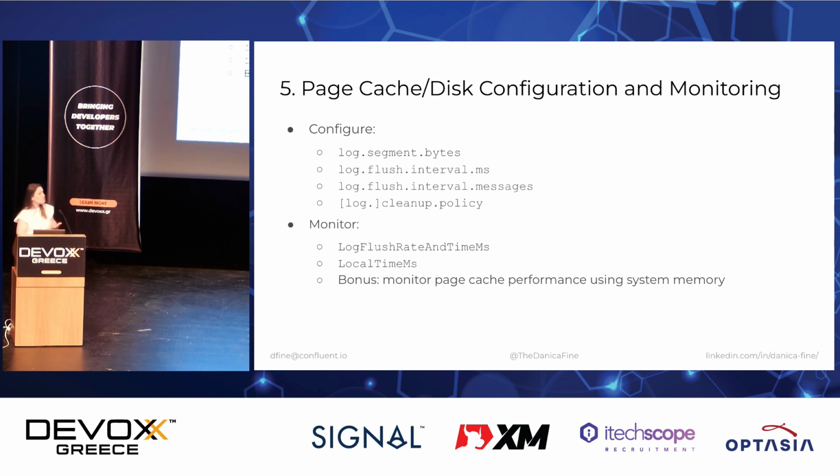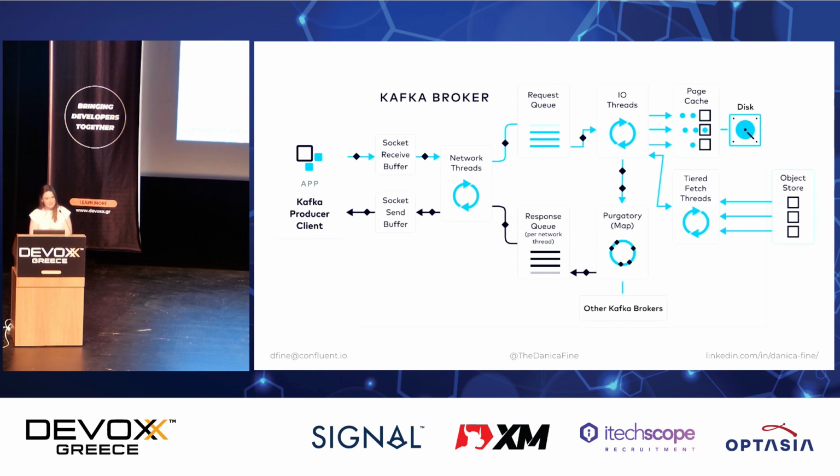So the best way to monitor your logs at this point is using log flush rate and time ms. It's also important to note that this whole process, when the IO threads pick up the request and actually start the process of writing the data to page cache, that time period is defined by local time ms. Okay, it's the local broker time, how long it takes to process that request, and it ends as soon as the data is written to page cache. All right. Okay, we've made it to disk finally. Well, effectively, we've made it to page cache.